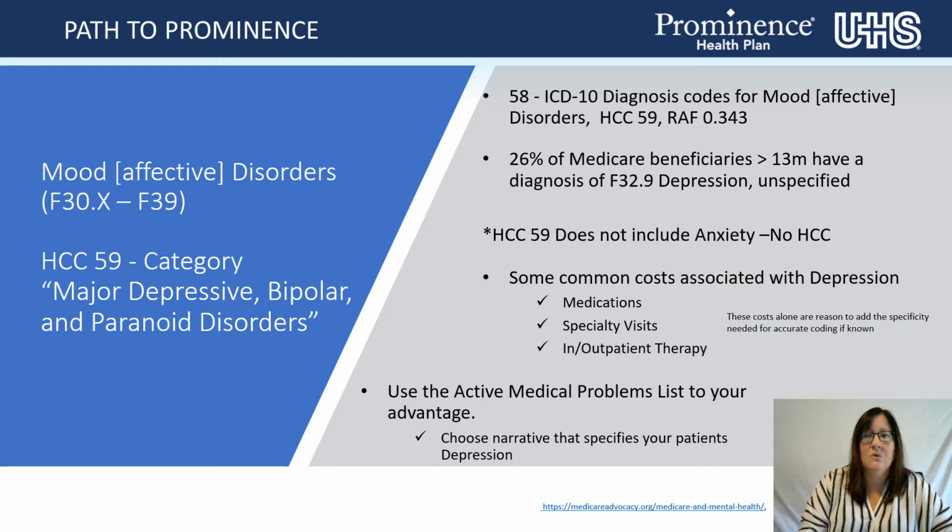Just a quick note that HCC 59 does not include anxiety, which is not in the risk adjustment model. Some common costs associated with depression are medications, specialty visits, in- and outpatient therapy. These costs alone are reason to add the specificity needed for accurately coding if known. Use of the active medical problems list to your advantage is perhaps one of the things to be successful with the requirements for depression. Choose a narrative that specifies your patient's depression and use that to drive your clinical documentation.